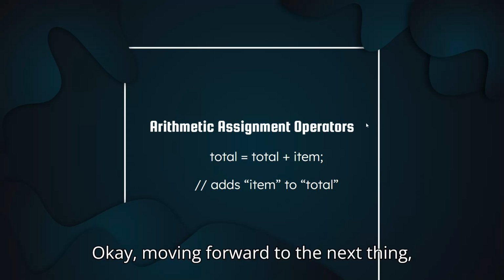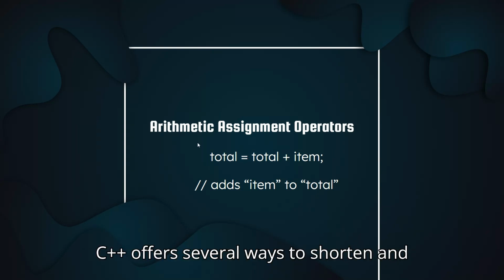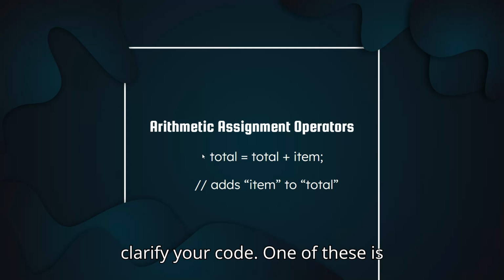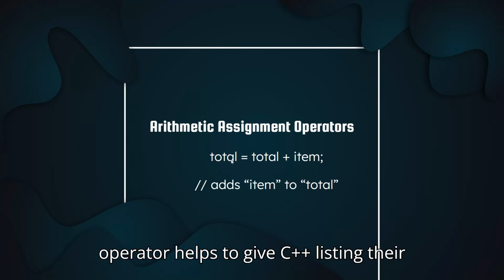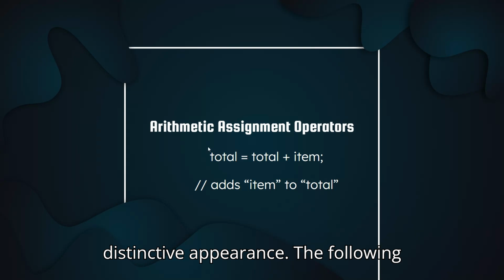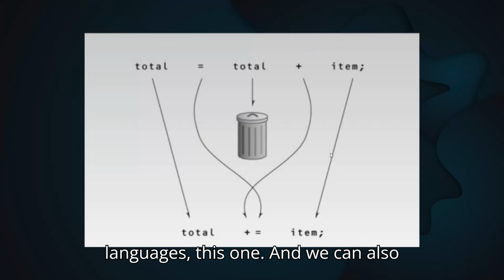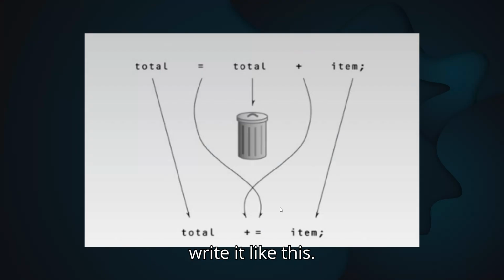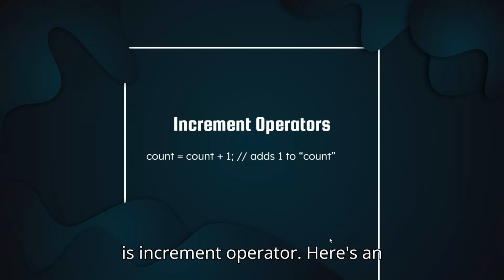Okay, moving forward to the next thing, which is arithmetic assignment operators. C++ offers several ways to shorten and clarify your code. One of these is the arithmetic assignment operator. This operator helps to give C++ listings their distinctive appearance. The following kind of statement is common in most languages, this one, and we can also write it like this. Moving forward to our next topic, which is the increment operator.